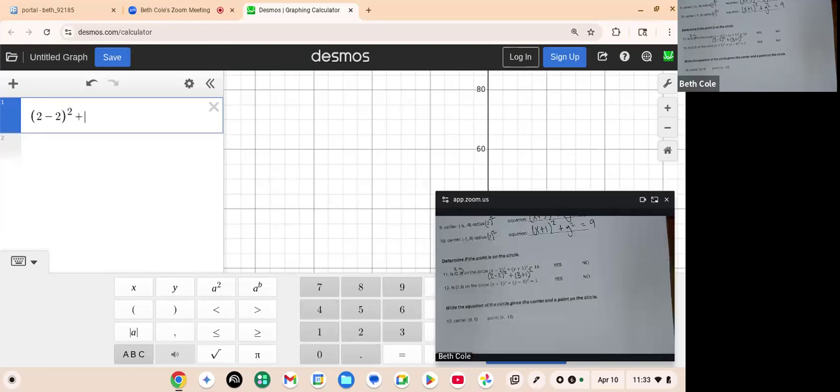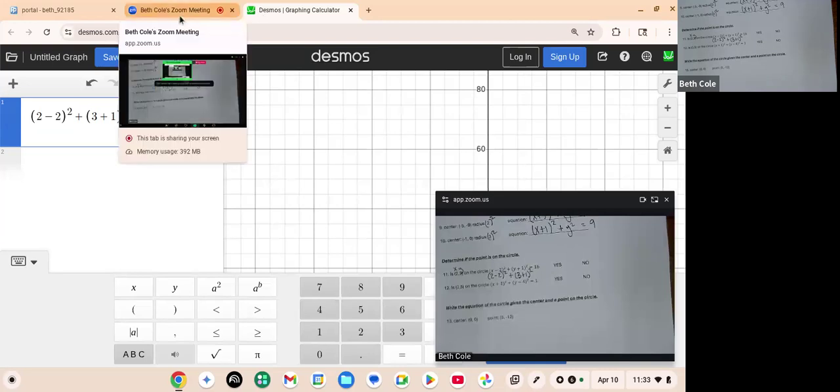All right, 2 minus 2 squared plus, what was it, 3 plus 1 squared. Did it come out to 16? Yes, cool. So yes is our answer. You're just testing if it works.